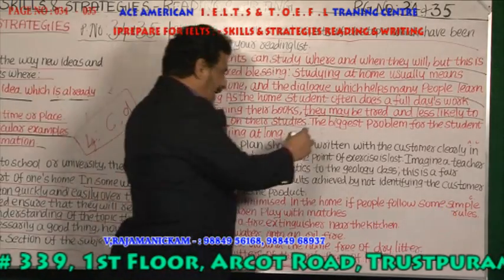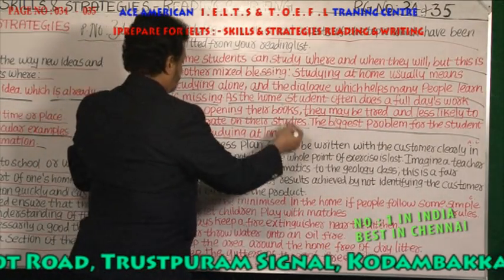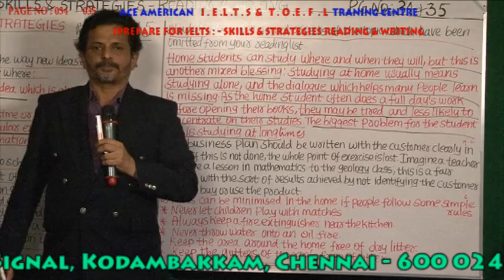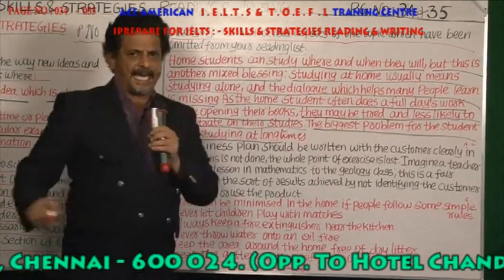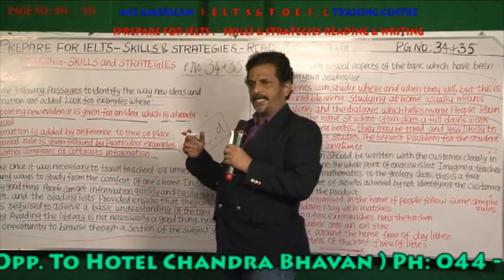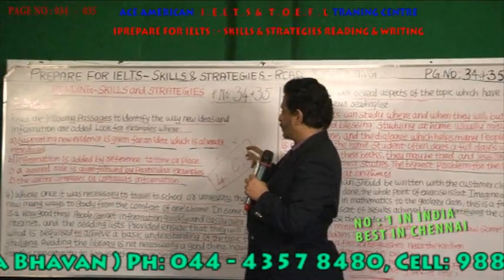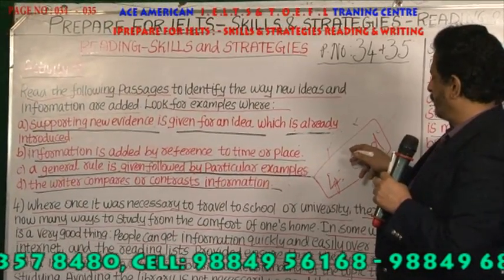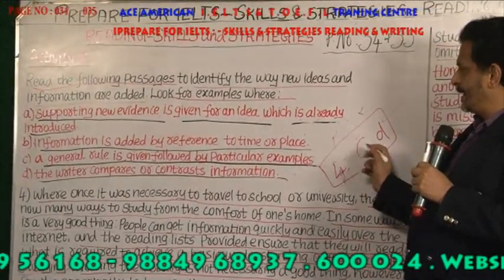So the biggest problem is for the student who is studying alone. So this is the fourth essay. Comparing is there, contrasting is there: the students who study at home, students who study in school. So this comparison and contrast information is there. So you take D, and the general rule followed by the example, a student studying at home, what does he do? So C and D can be chosen.